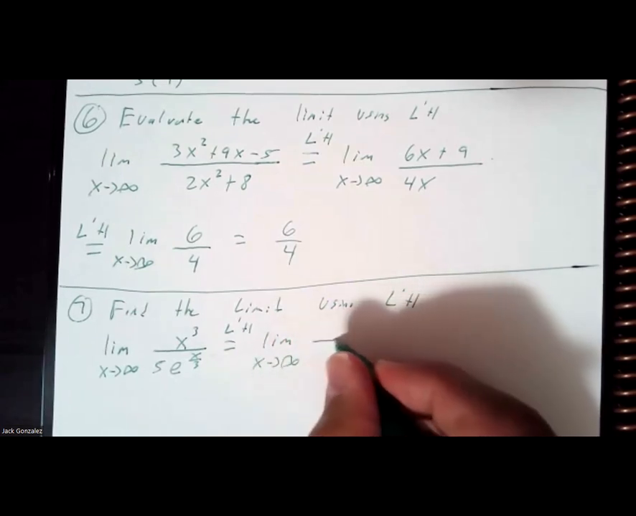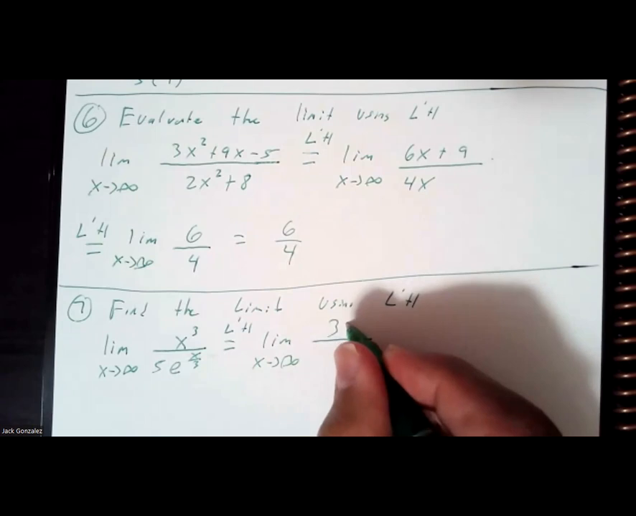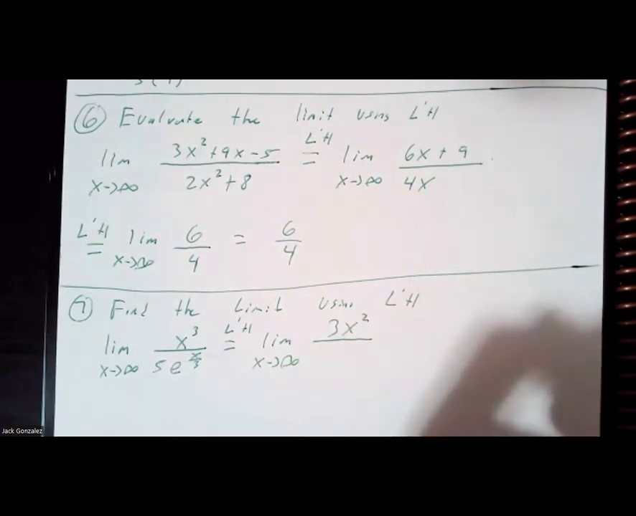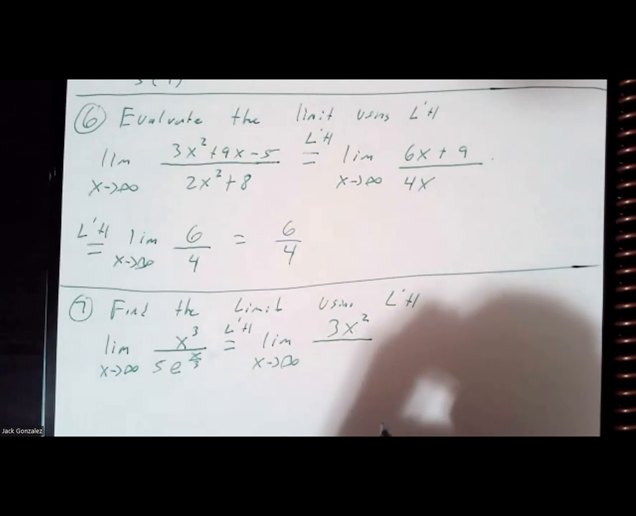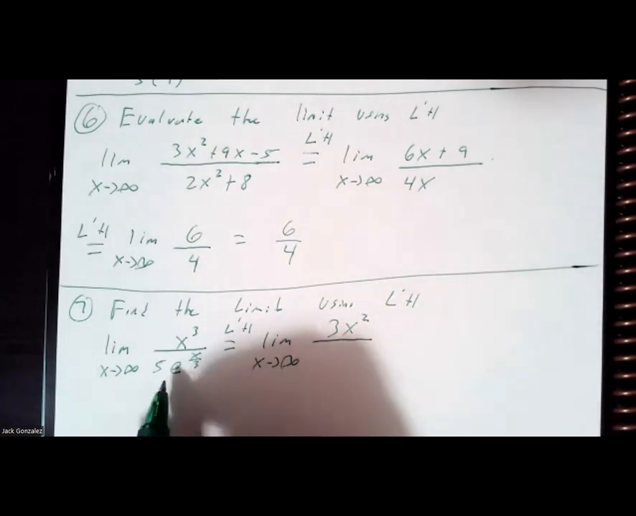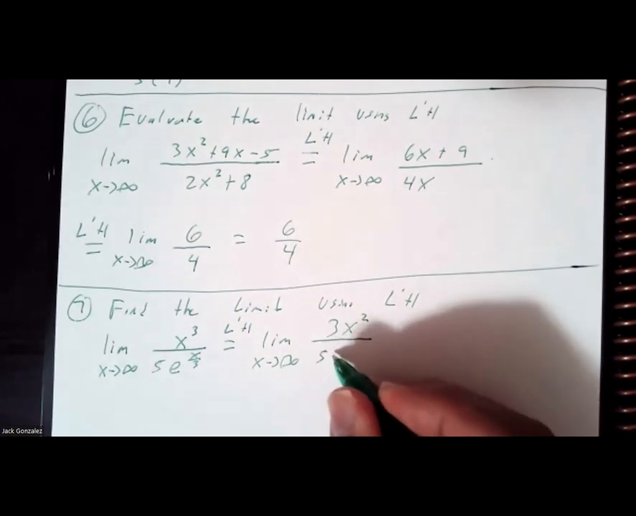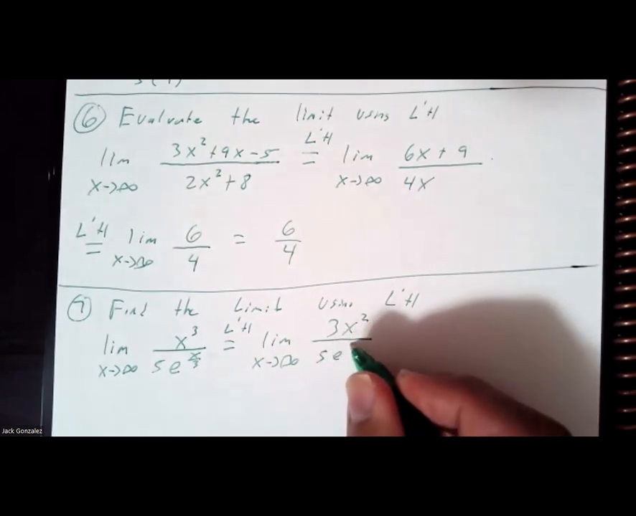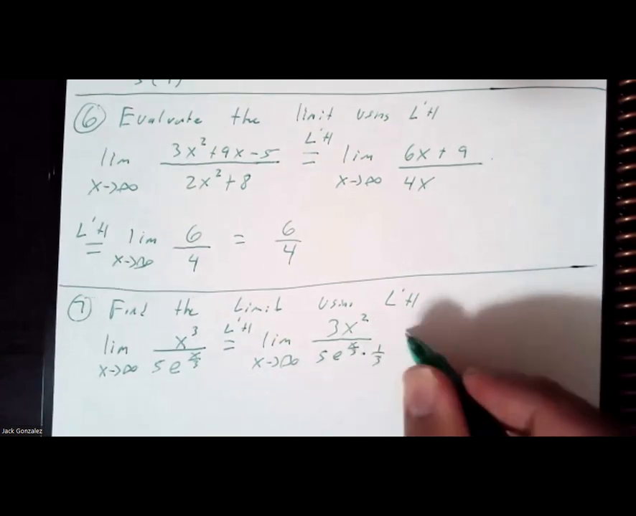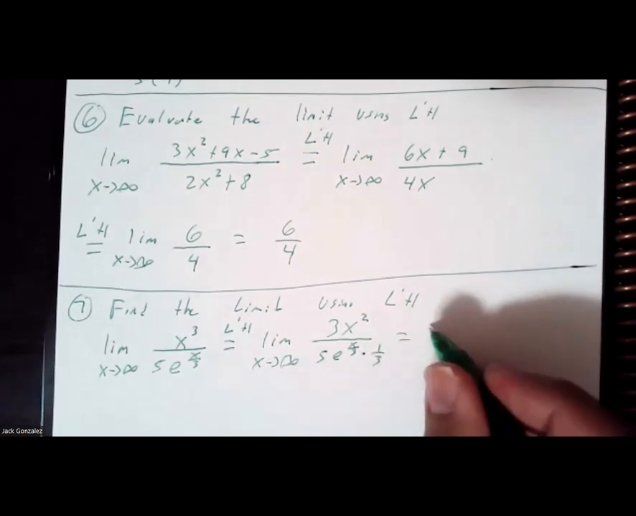Derivative of the top would be 3x squared, right? Derivative of the bottom would be the same thing times that chain rule. So it'll be 5 e to the x over 3 times 1/3. Let me write that prettier.